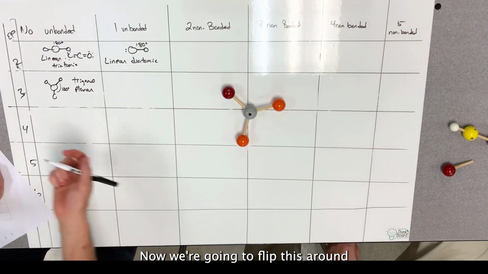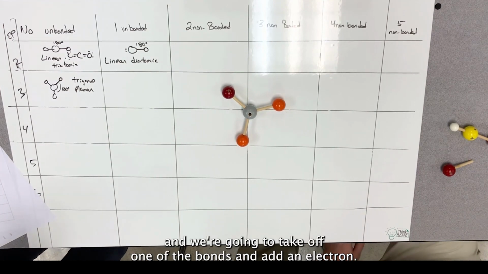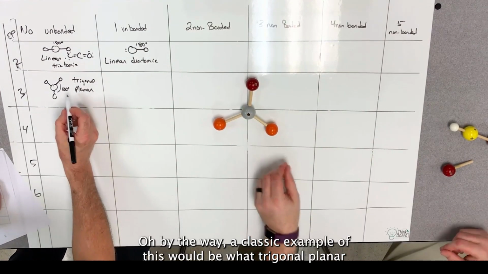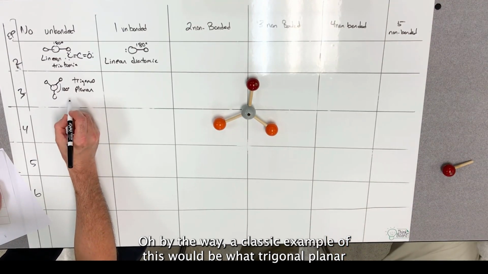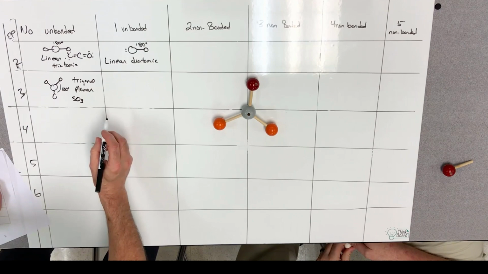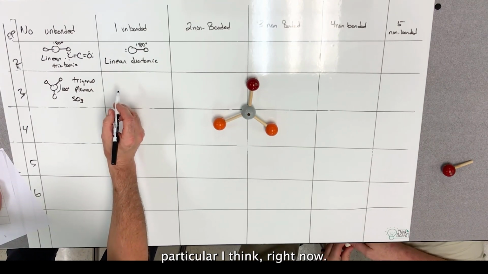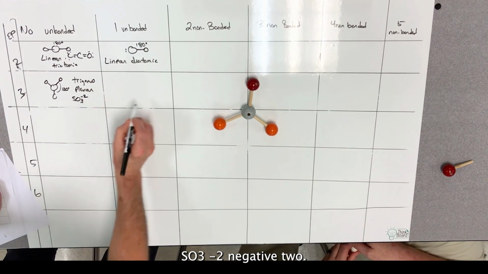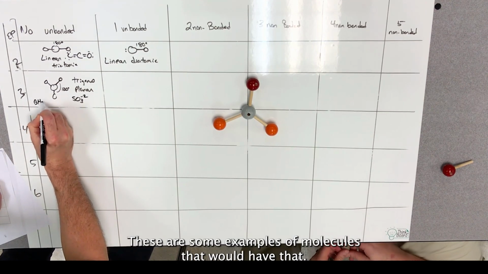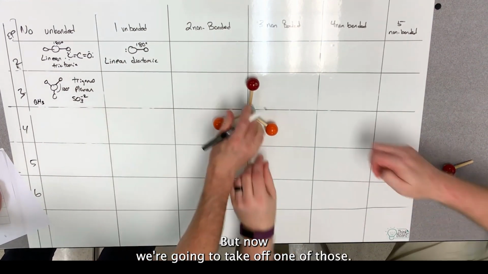Correct. Okay. Now we're going to flick this around and we're going to take off one of the bonds and add an electron pair. Oh, by the way, a classic example of trigonal planar would be something like SO3 negative 2, and also an example would be BH3. These are some examples of molecules that would have that. But now we're going to take off one of those.